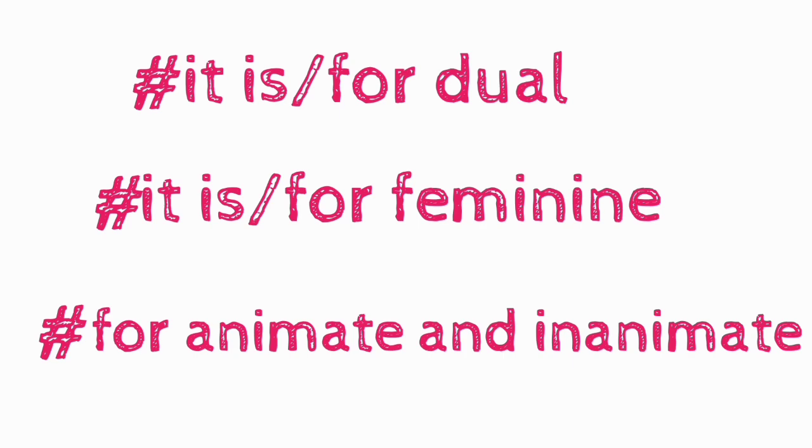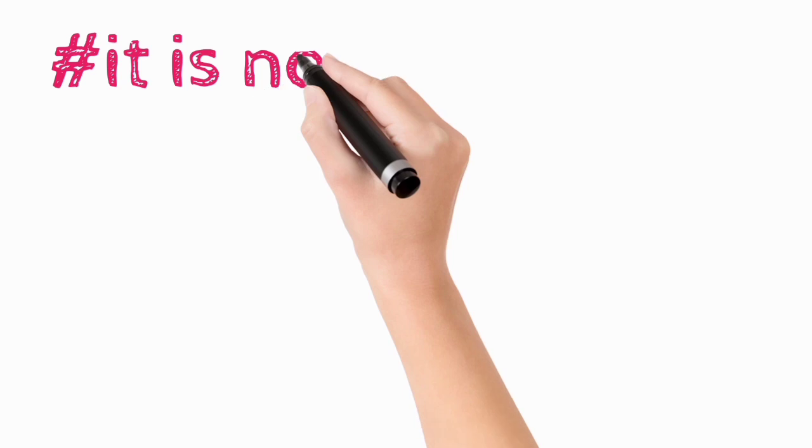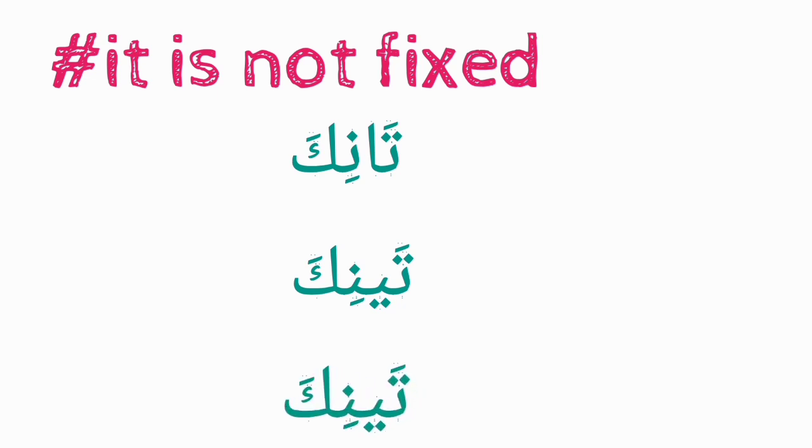Now, one of the key attributes of the tanika is that it is not fixed like the tilka. So tanika can decline into three forms. We have tanika when it is marfu, we have the tainika when it is mansub, and we have the tainika also when it is majrur.